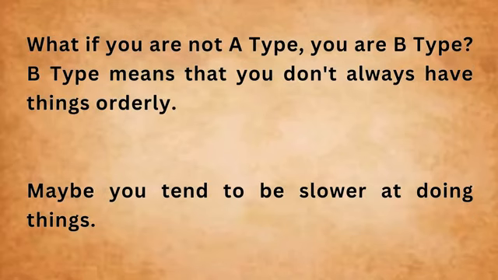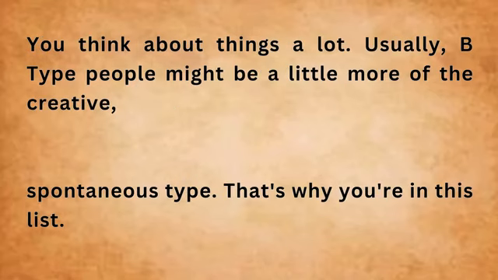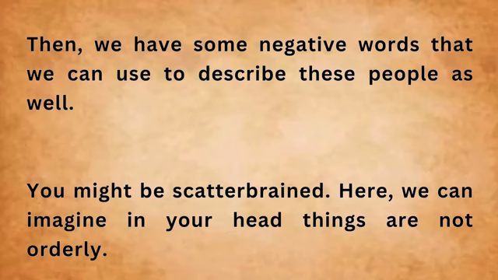What if you are not A-type? You are B-type. B-type means that you don't always have things orderly. Maybe you tend to be slower at doing things. You think about things a lot. Usually B-type people might be a little more of the creative, spontaneous type. That's why you're in this list. Then we have some negative words that we can use to describe these people as well.